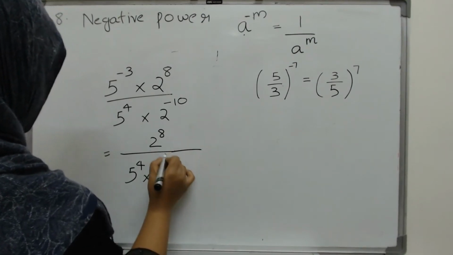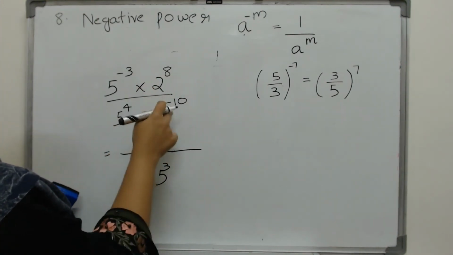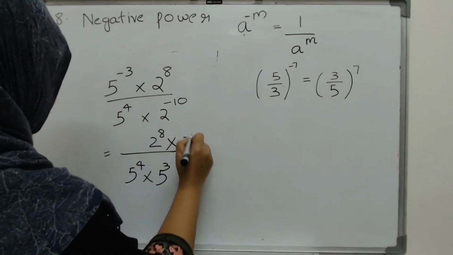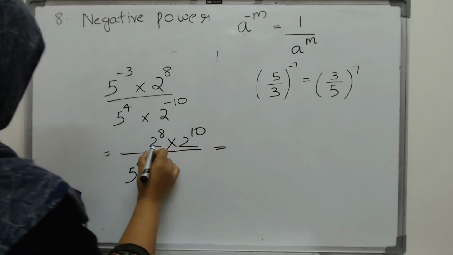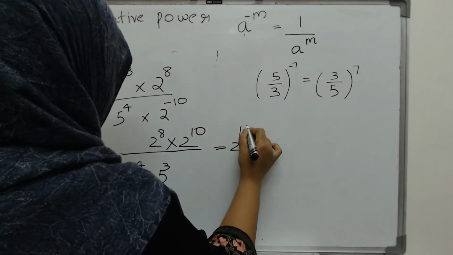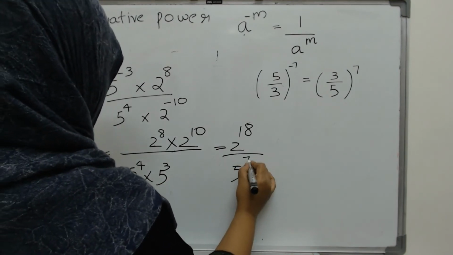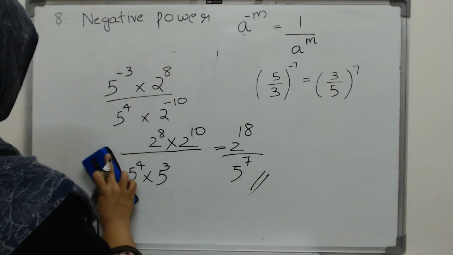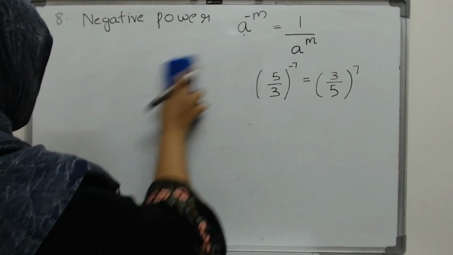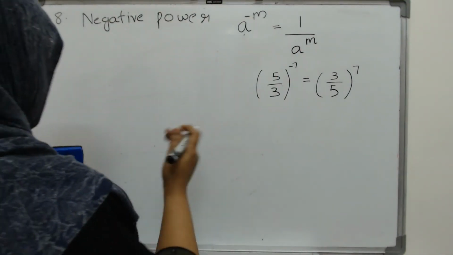Now you have 2 raised to minus 10 here. How do you make this minus into a positive? Take it to the numerator, then it will become positive. There. Then you have same base, different powers, add both of them. Again, same base, different powers, add both of them, and this is your answer. So, whenever you want to make a negative power into positive, bring it from the denominator to the numerator or from the numerator to the denominator.